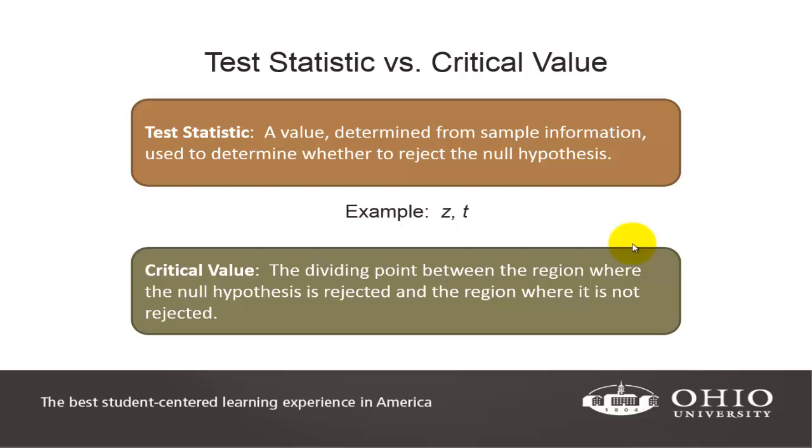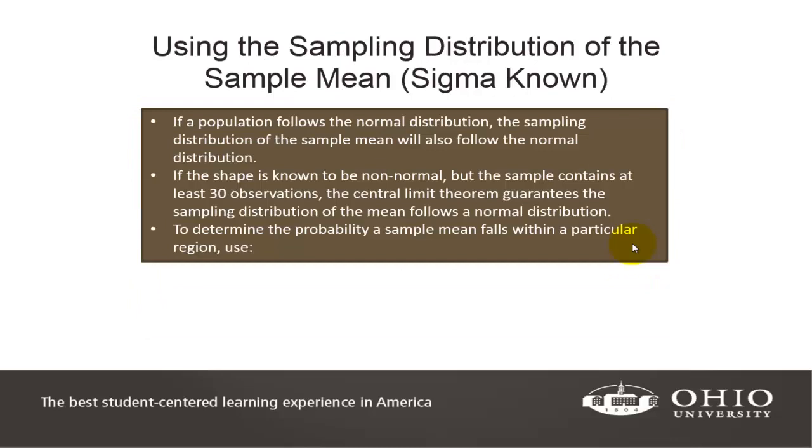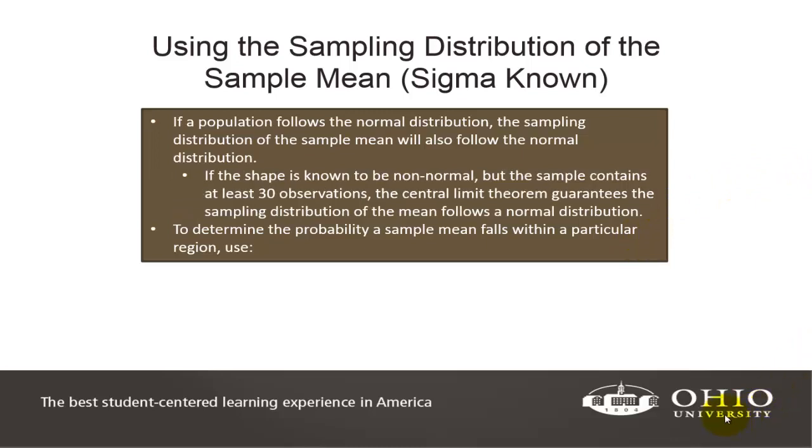Okay, test statistic versus critical value. The test statistic is the value that we have determined from the sample. And we're going to use that to try to reach our conclusion about whether or not we should reject the null hypothesis. The critical value is the dividing point between the region where the null hypothesis is rejected and the region where we don't have enough evidence to reject it. So let's look at that a little bit further.